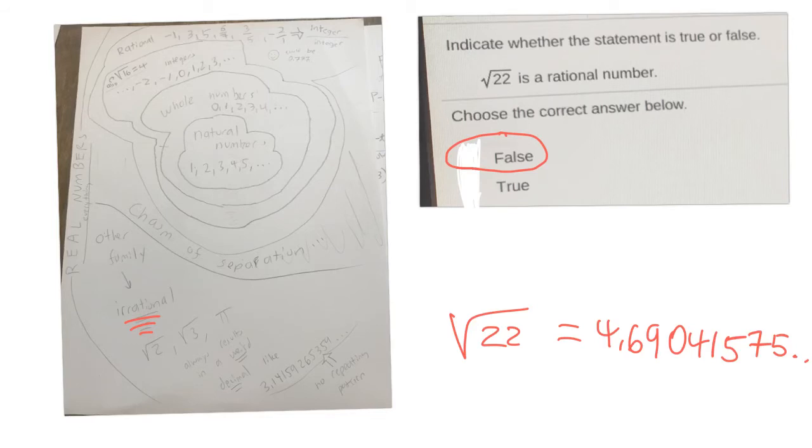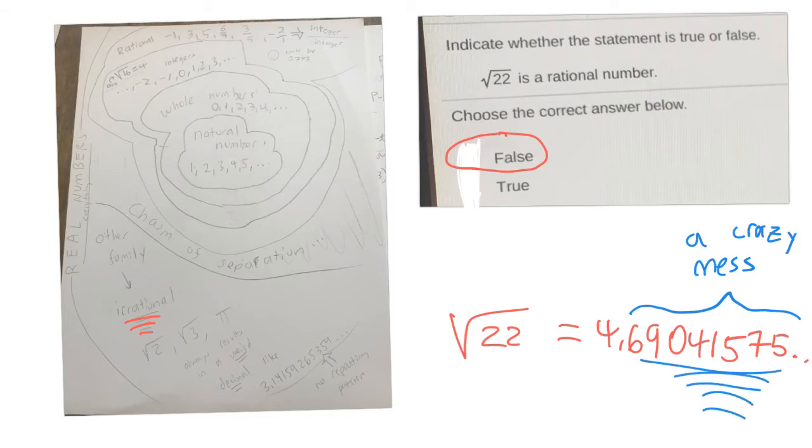So as you can see, these decimals here are a mess, okay? And we'll say it's a crazy mess, all right? Look at this. It's ridiculous. I don't know what's happening over here. Big crazy mess, and whenever we have a crazy mess with decimals, we can associate that with irrational.